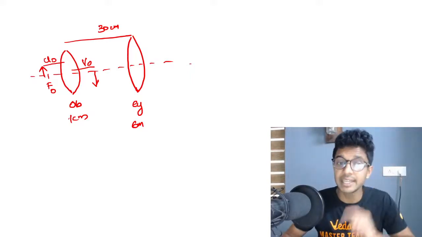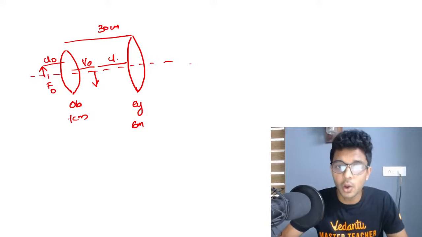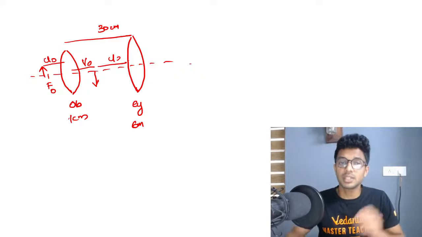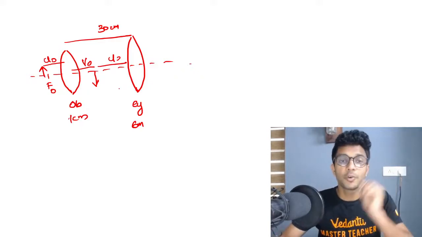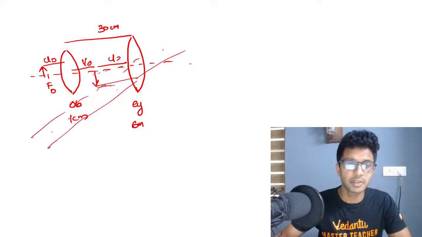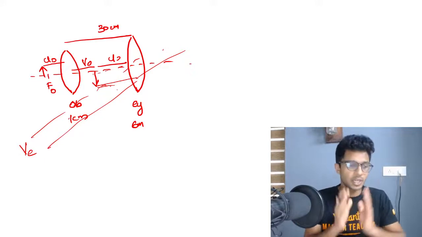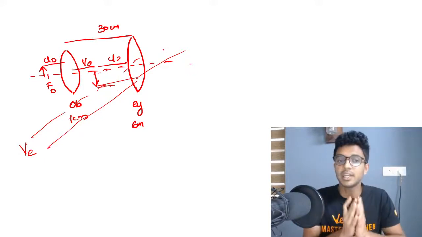Yes, this image will be considered as the object for the eyepiece. It is the object distance for this eyepiece lens. So this will be forming an image here. The final image is formed at infinity, which means the light rays are going parallel. So we have the final image of the eyepiece formed at infinity. These are the things happening in a compound microscope.